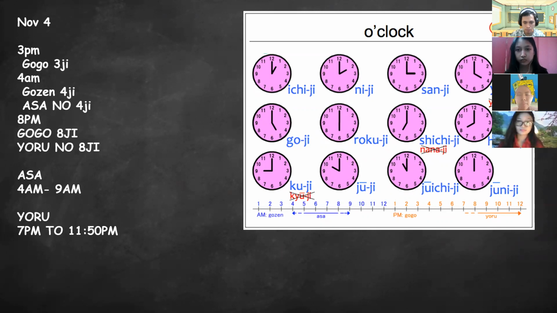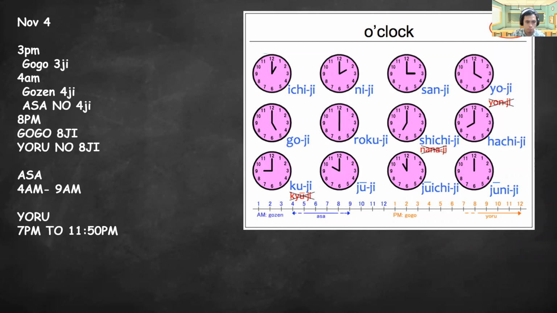Okay, tsugi, next one. If you understand the time and the difference, type 7. Type 7 if we are clear on that. Okay, good.